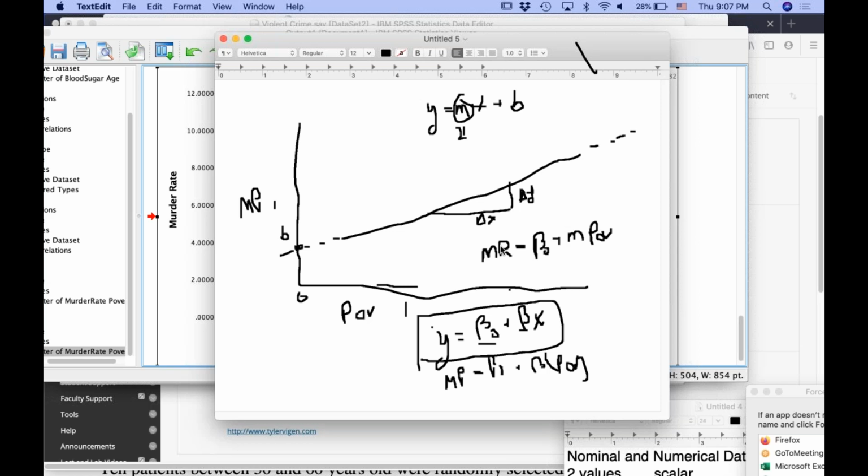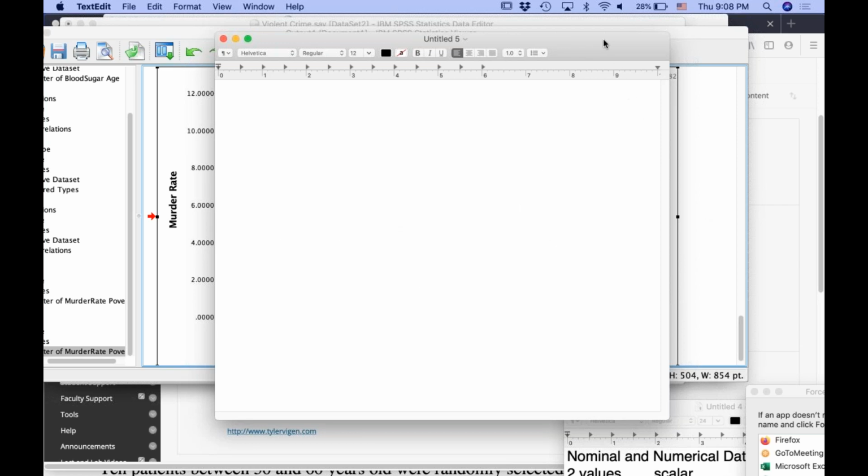If we could figure that out, that would mean we have a way to predict the murder rate based on the poverty rate. That can do two things for us. One thing is, if we're missing data, if we have a state that didn't give us the murder rate, we could use the poverty rate to estimate what we think the murder rate might be in that state.